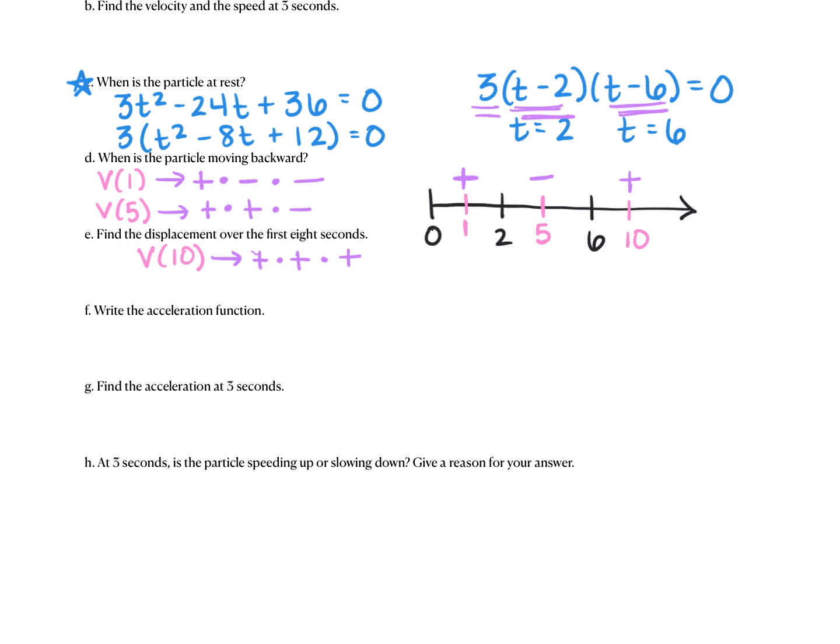And so the question now is, when am I moving backward? That would be here where I have negative velocity, right? This whole region. So when I figured out that 5 had negative velocity, I really found out that everywhere between 2 and 6 would have to have negative velocity. And so that's my answer, is from 2 to 6. Okay, that's when I am moving backward.